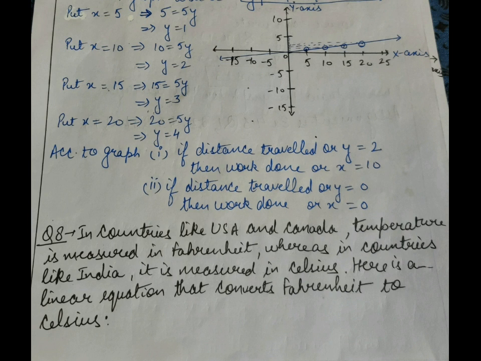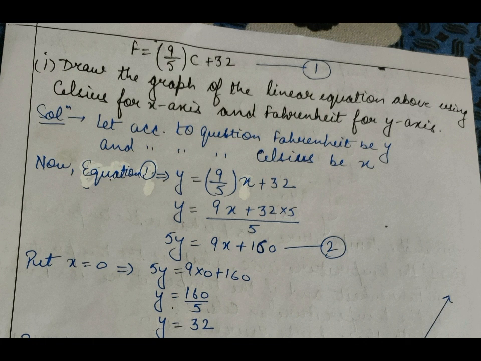Now come to question number 8 of exercise 4.3. In this, it is given to us that in countries like USA and Canada, temperature is measured in Fahrenheit, whereas in countries like India, it is measured in Celsius. Here is a linear equation that converts Fahrenheit to Celsius. The equation is given as F is equal to 9 upon 5 C plus 32. Name it as equation number 1.